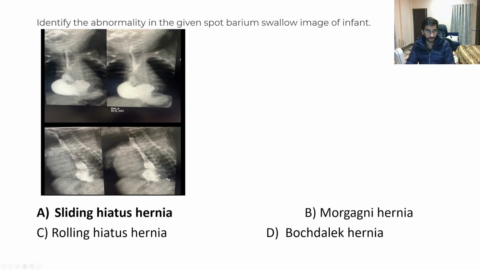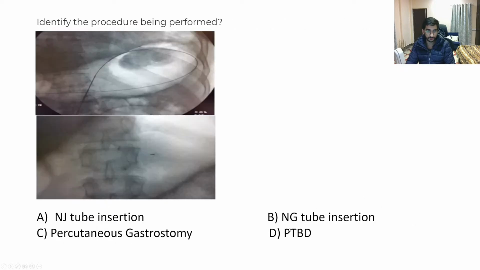So this is a sliding type of hiatus hernia, and it is definitely not a Morgagni or Bochdalek hernia because they are more anterior and they don't involve the hiatus. They involve the crus of the diaphragm anteriorly and posteriorly.